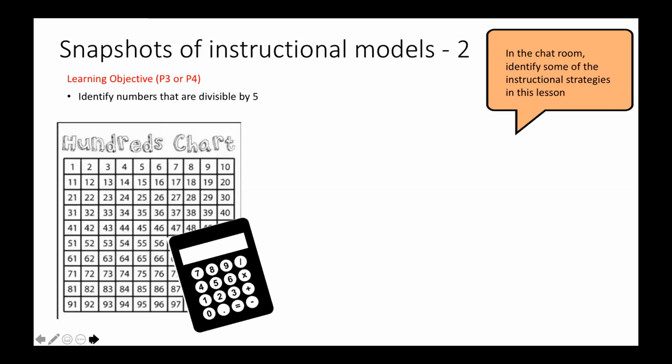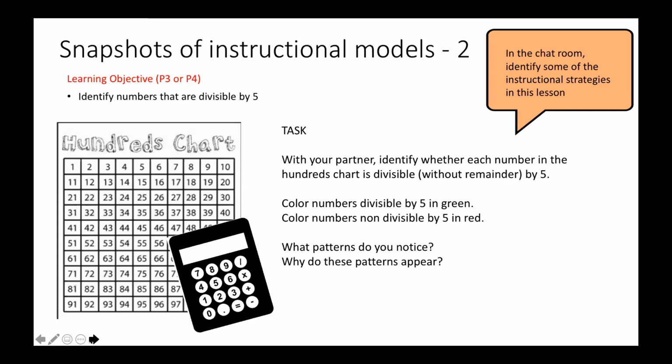All right, I'm going to move on to the next one, which would be a P3 or P4. The learning objective I'm working toward in this lesson is whether children are able to identify numbers that are divisible by 5. Can they recognize the pattern in it? In this one, I'm going to do it as a task, where children have the hundreds chart, and I want them to identify whether each number is divisible without a remainder by 5.